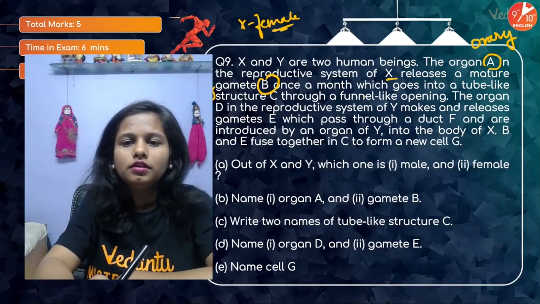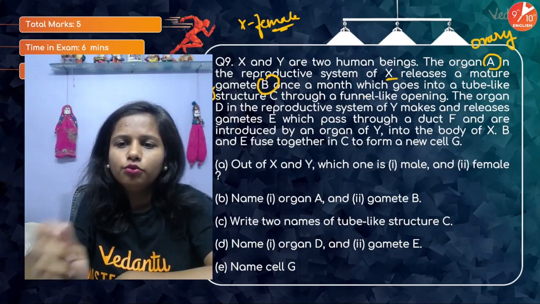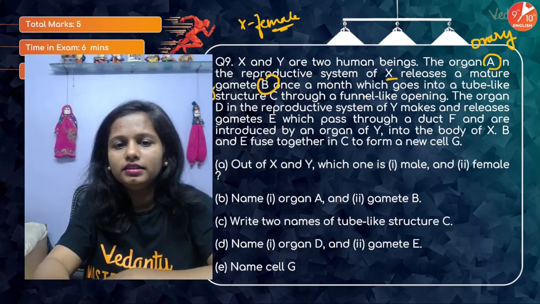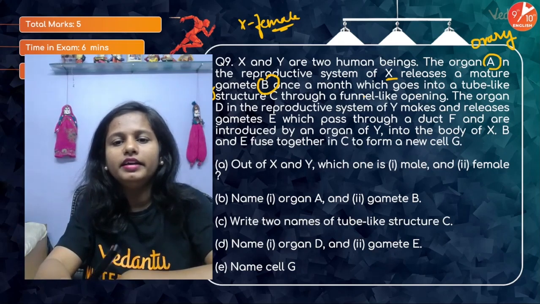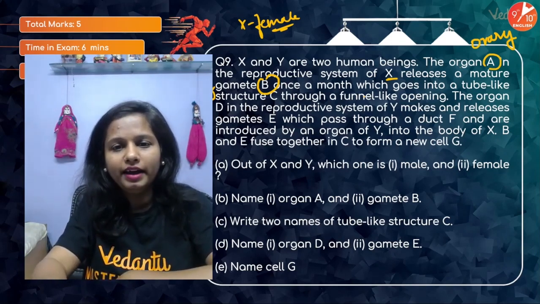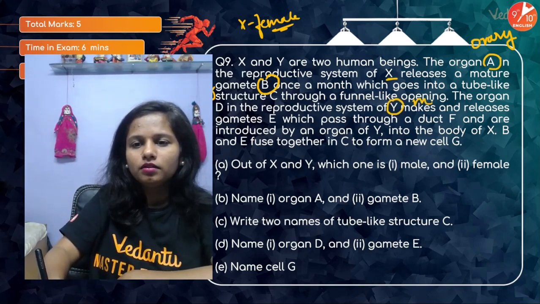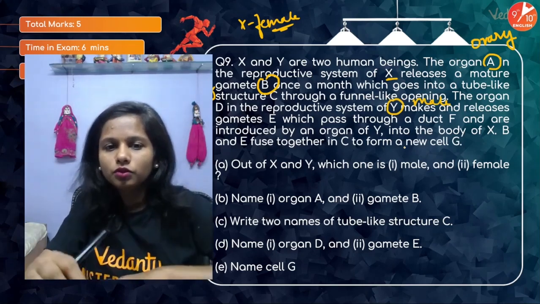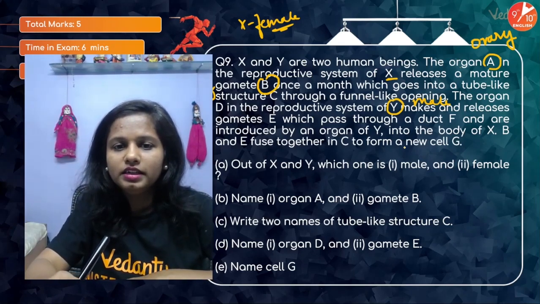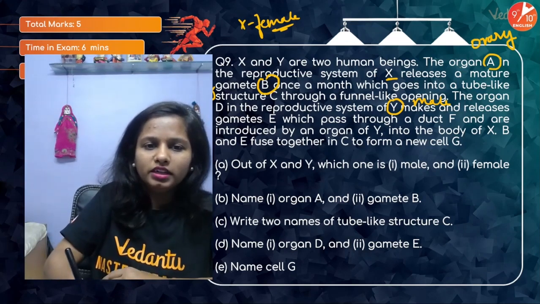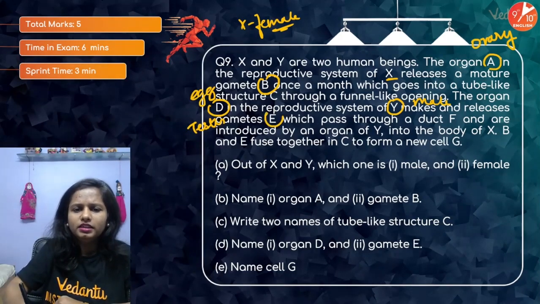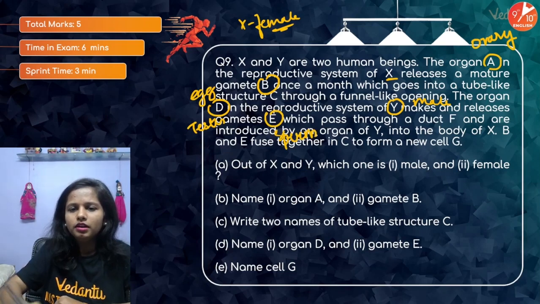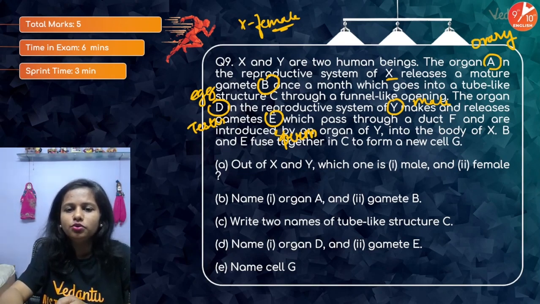Organ D in the reproductive system of Y makes and releases gamete E, which passes through the duct F and is introduced by an organ of Y into the body of X. So Y has to be male. The organ D releases the gamete E, so D has to be the testis, and gamete E has to be sperm.